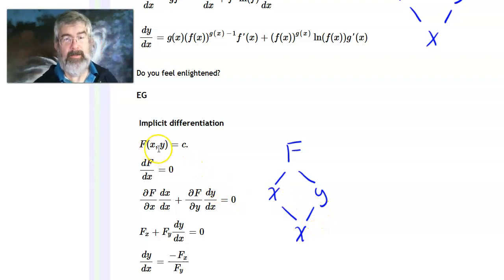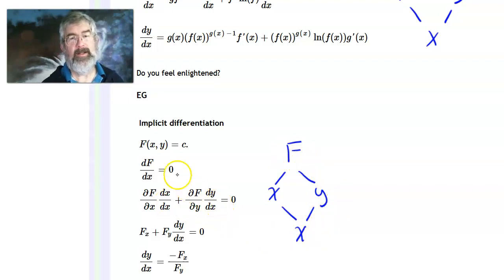So we say, all right, here's my equation. Take the derivative of both sides with respect to x. So you're taking the derivative of f with respect to x, and you're taking the derivative of this constant with respect to x. Of course, the derivative of the constant is 0. And so how do you take the derivative of f with respect to x? Well, the chain rule says that it should be the partial of f with respect to x times dx dx plus the partial of f with respect to y times dy dx.